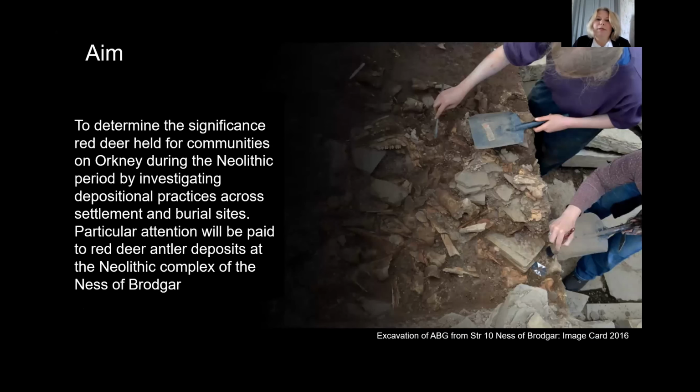So the aim of my study was to determine the significance that red deer held for communities during the Neolithic period by investigating the depositional practices across settlement and burial sites, as there appeared to be quite some contrast between the post-mortem treatment of animals depending on where they were being deposited. And as I was saying, the Ness of Brodgar was being used as a case study for this.